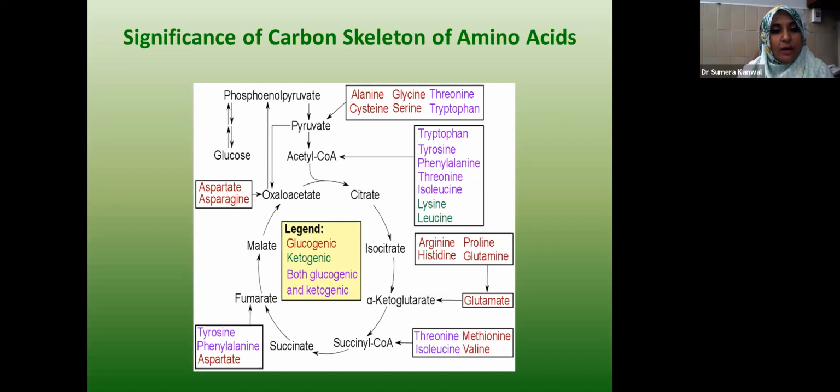Okay. So here you can see the end product of alanine, cysteine, glycine, serine, threonine and tryptophan is pyruvate. But this pyruvate can convert into acetyl-CoA to join the TCA cycle. And this pyruvate can be converted into oxaloacetate, and this oxaloacetate, through phosphoenolpyruvate, synthesizes glucose by gluconeogenesis.